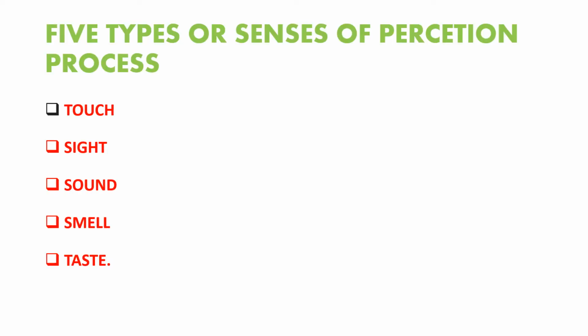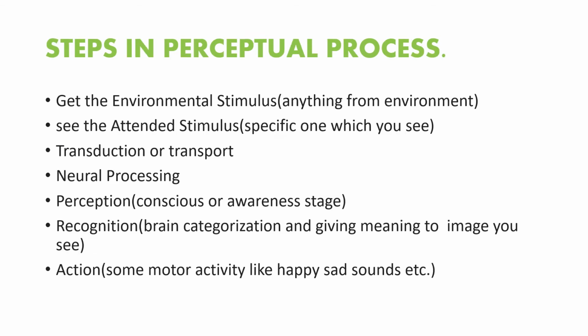There are 5 types of senses we use for perception. I have told you what perception is: it is a sensory experience of this world with the help of the senses. So what are the 5 senses? They are touch, sight, sound, smell and taste. With the help of the senses we are experiencing the world. That is known as perception.